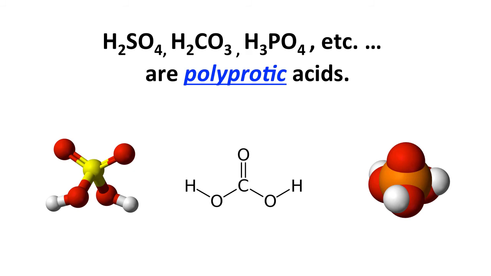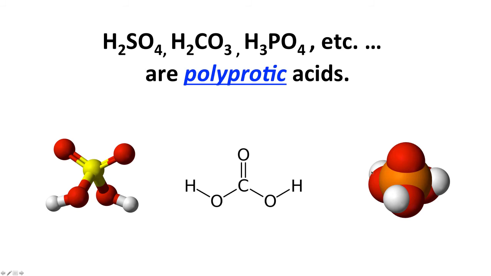Okay, the last thing we'll do, or at least last thing on this screencast, is to look at what are called polyprotic acids. H2SO4 is sulfuric acid. Here's a ball and stick molecule representation of H2SO4. And so there's a hydrogen bonded to a sulfate ion. H2CO3 is carbonic acid. Here's the structure shown for that. H3PO4 is phosphoric acid. Here is a space-filling molecular image of phosphoric acid.